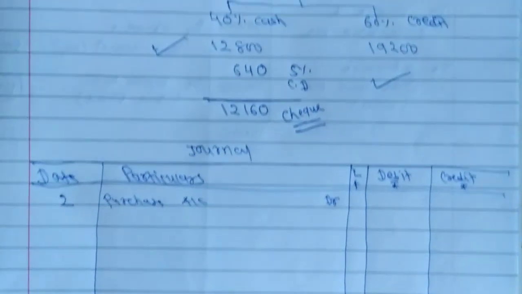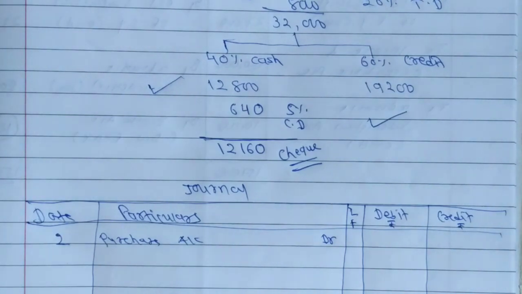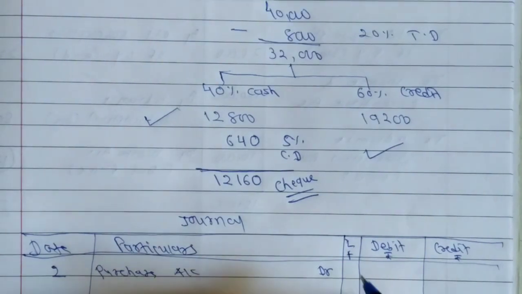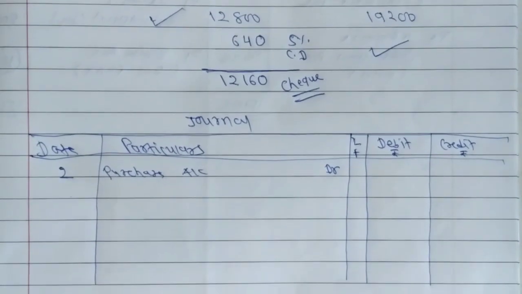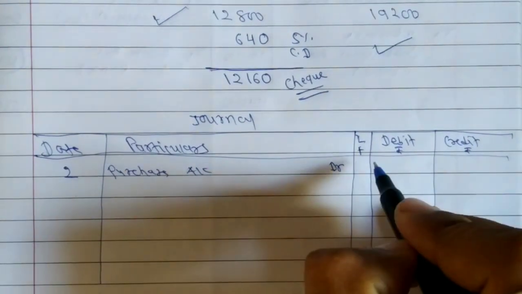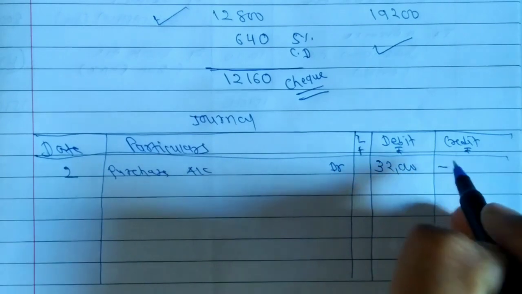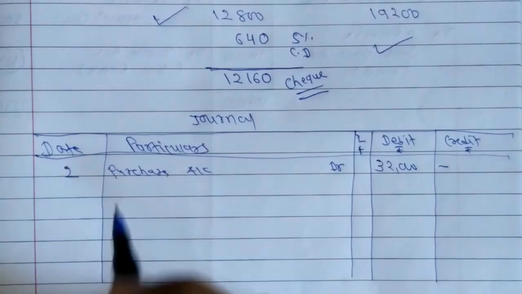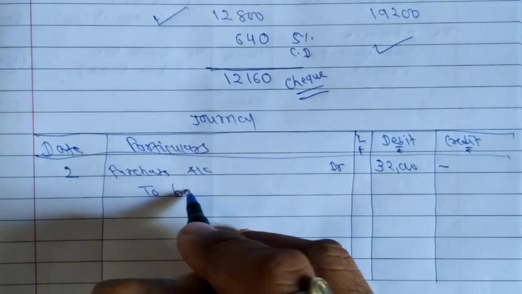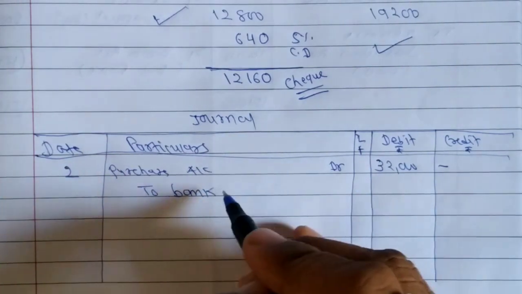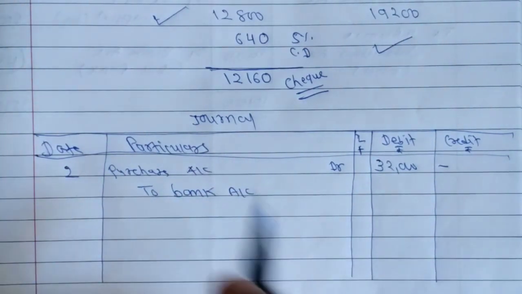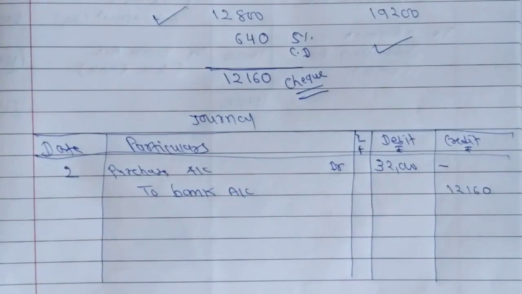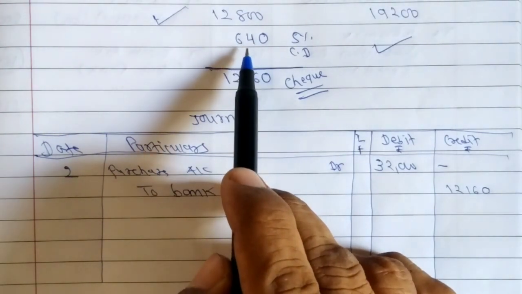Now the question is, at what amount purchase should be debited? So purchase should be debited at net value. That means 40,000 minus 8,000, 32,000. So our entry would be purchase account debit 32,000. Okay, in this transaction we have also paid cash, so we will write to bank because we have paid check. We have made payment by check, so bank account will be credited because bank is giver. The amount will be 12,160.